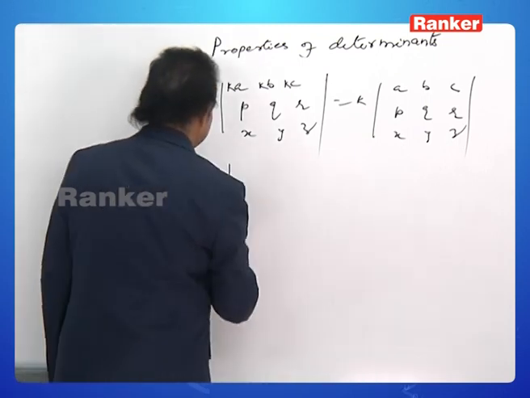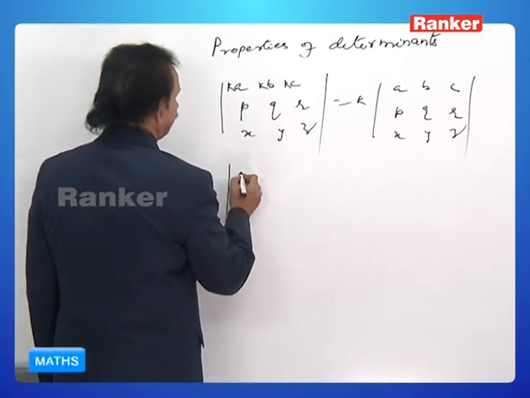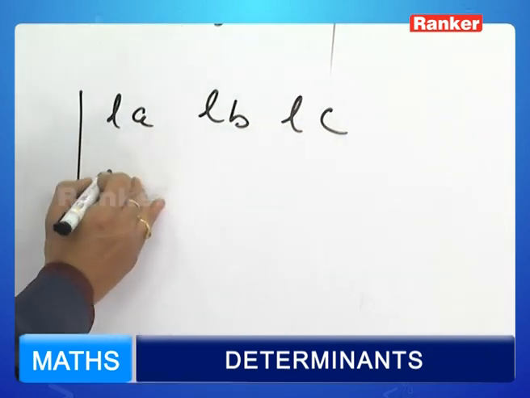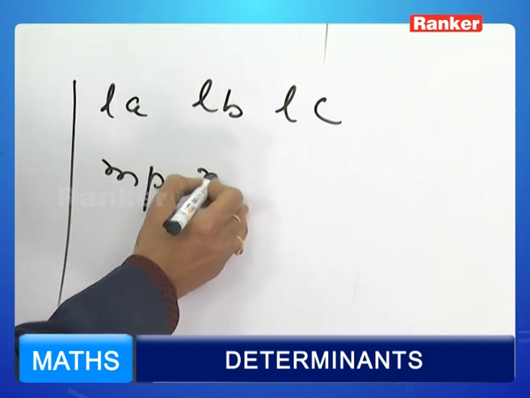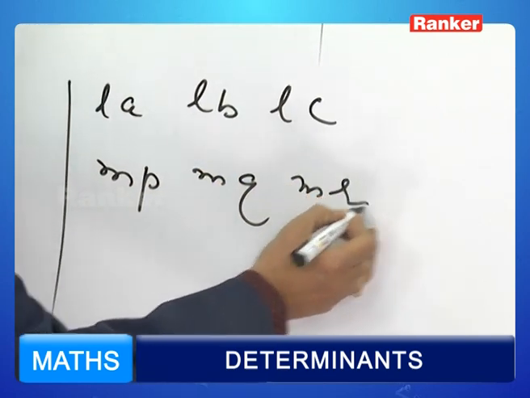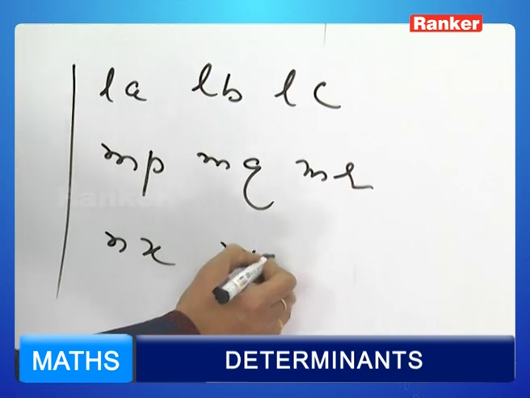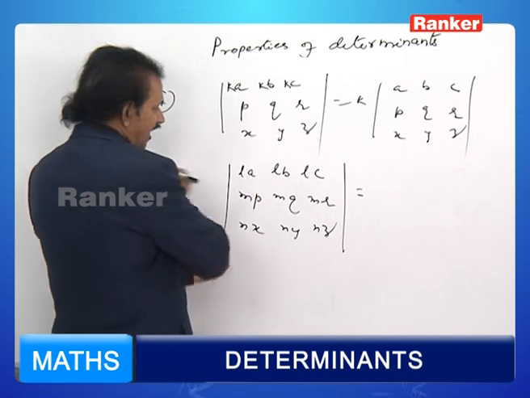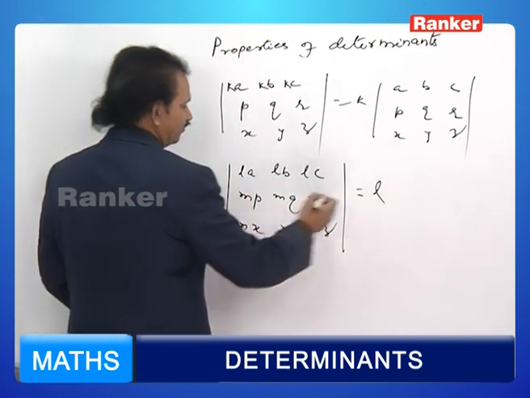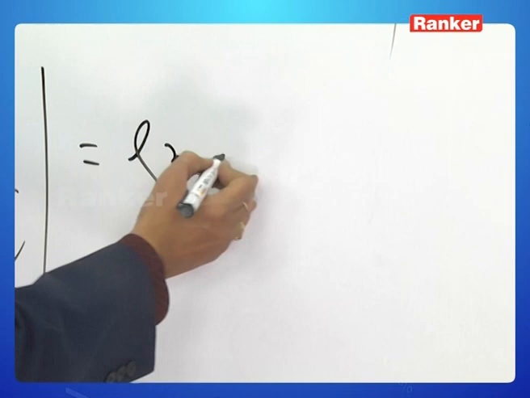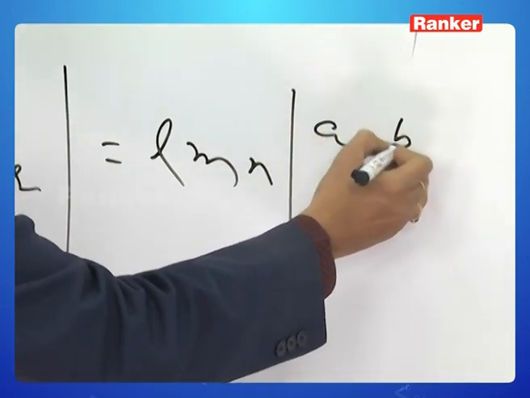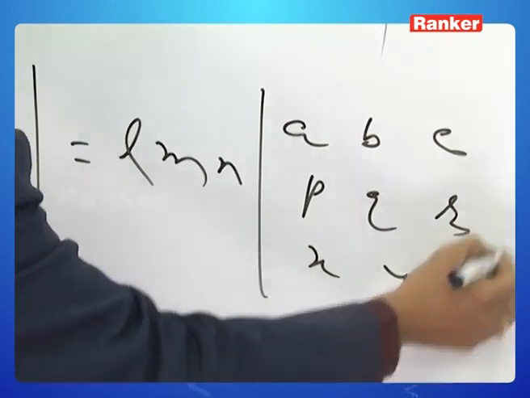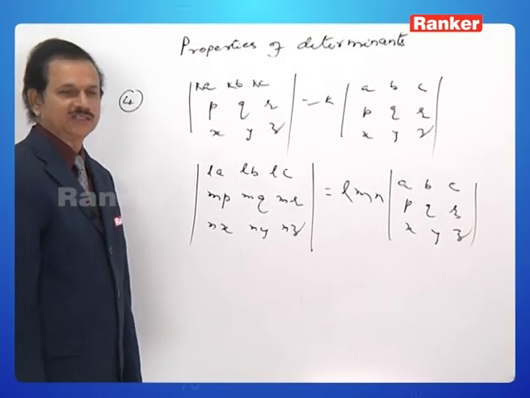One more thing. Suppose this is LA, LB, LC, MP, MQ, MR, NX, NY, NZ. What is the fate of this determinant? You can take L out from the first row, M from the second row, N from the third row, so that this is A, B, C, P, Q, R, X, Y, Z as the remaining determinant. Okay, this is the property.